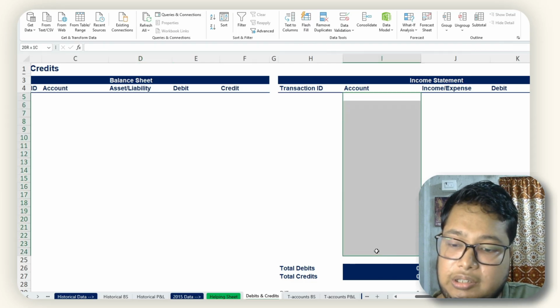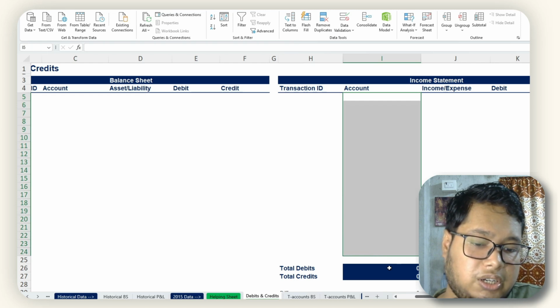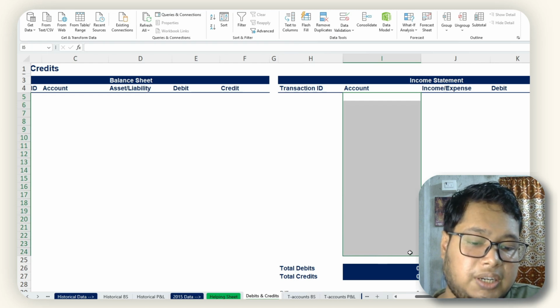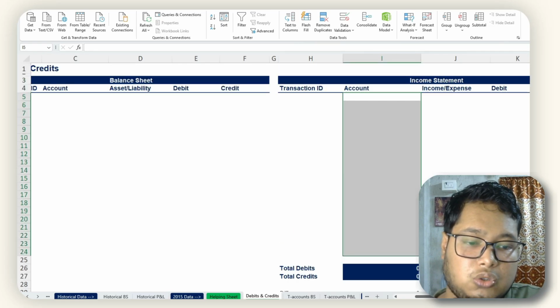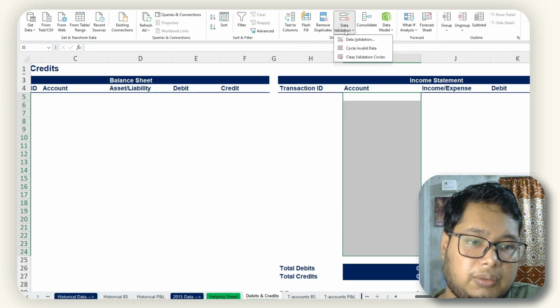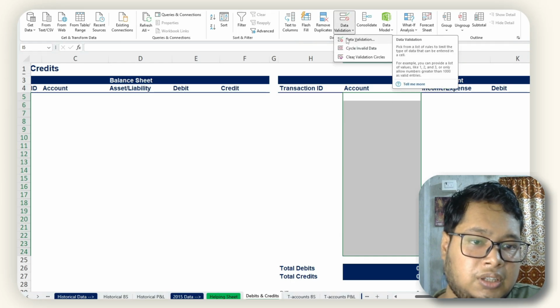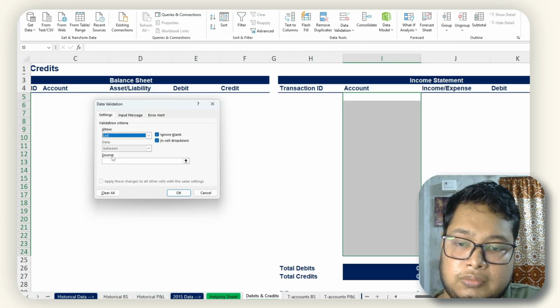Taking around 24 rows would be nice. I hope it will not touch here. This is the check for debit and credits, because in accounting everyone knows that the debit and credit must be balanced, right? So this is the check that will do that. I will click the data tab, and here data validation, again I will go with the list.